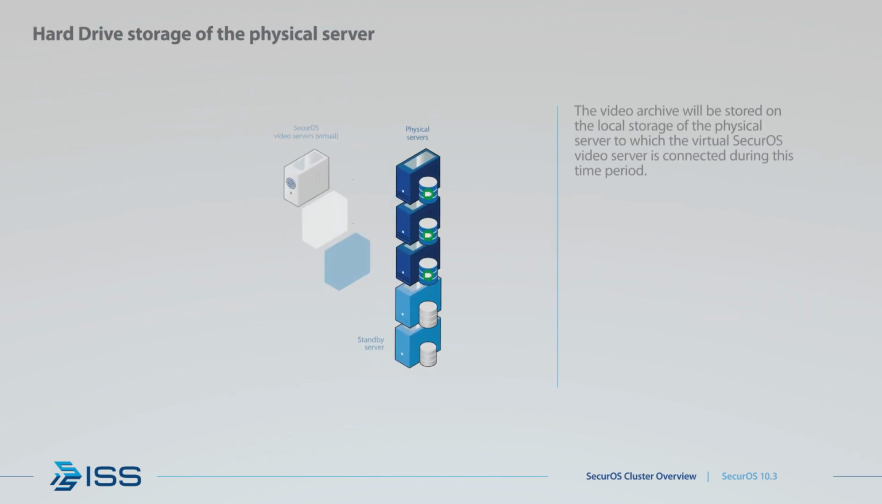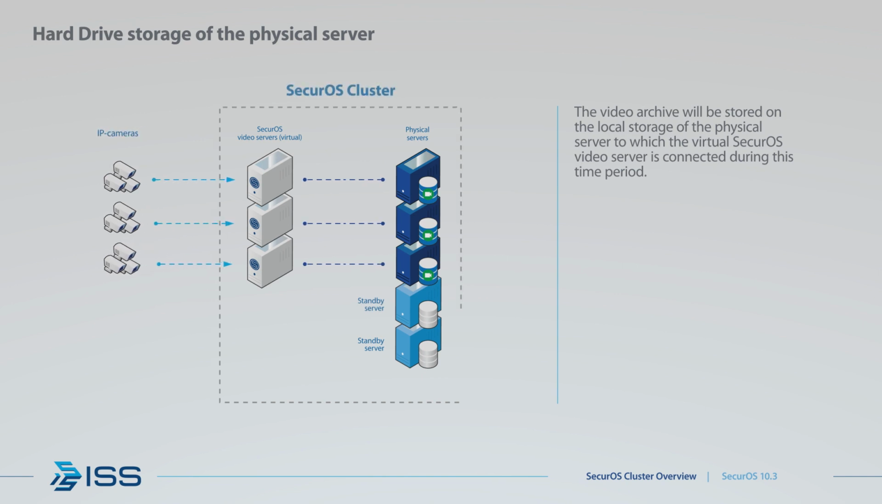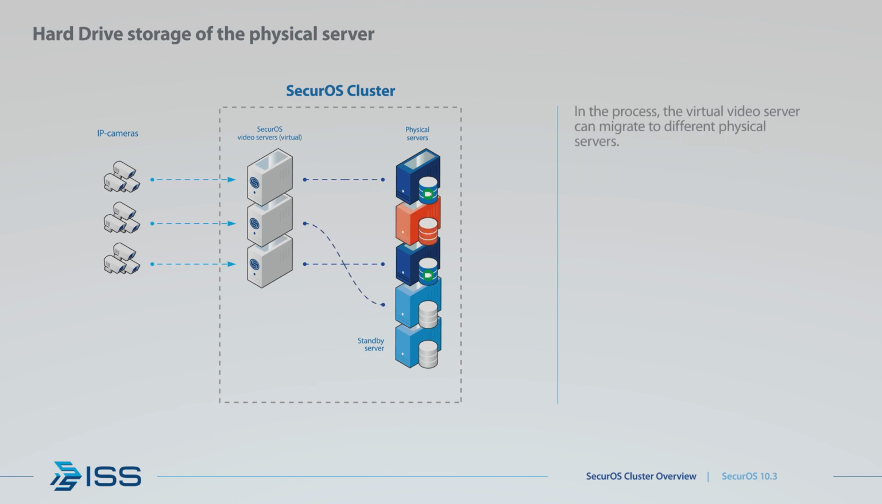The video archive will be stored on the local storage of the physical server to which the virtual SecurOS video server is connected during this time period. In the process, the virtual video server can migrate to different physical servers. As a result, parts of the video archive of one virtual video server will be stored on several physical servers.